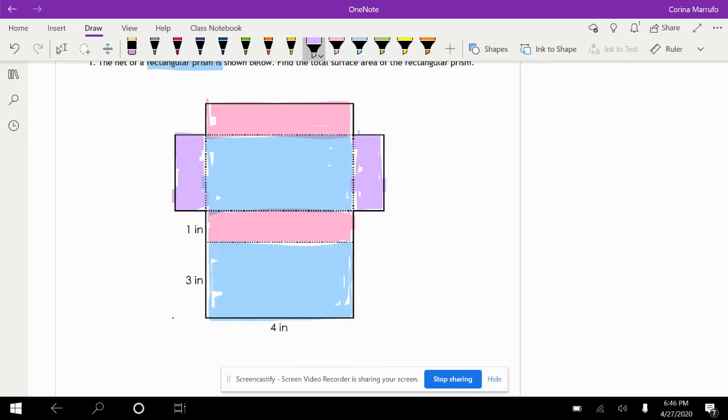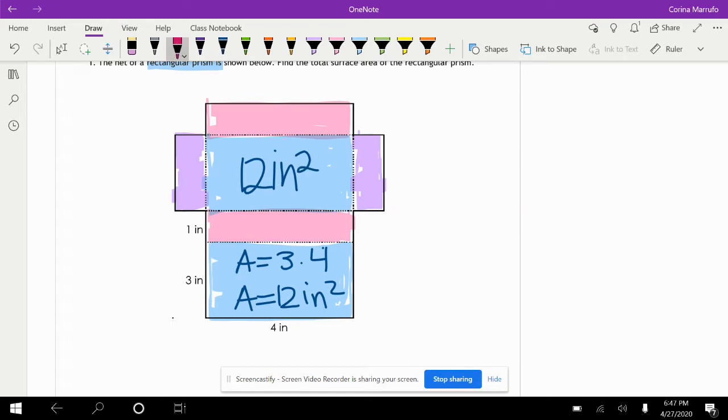Okay, so now let's go ahead and find the area. So because this is a rectangle, to find the area, all we have to do is base times height. So 3 times 4 is our base and our height. So the area of this rectangle is 12 inches squared. Okay, that's going to make this other rectangle right here 12 inches squared also.